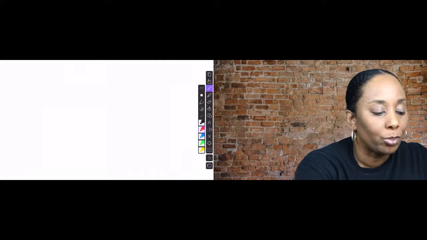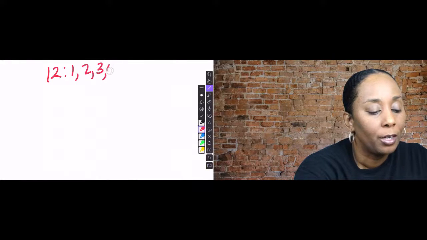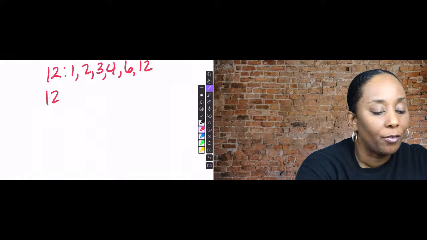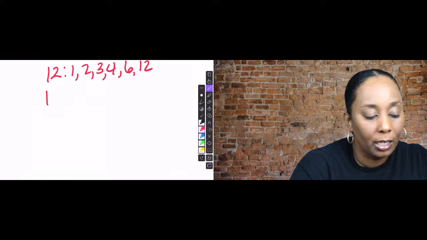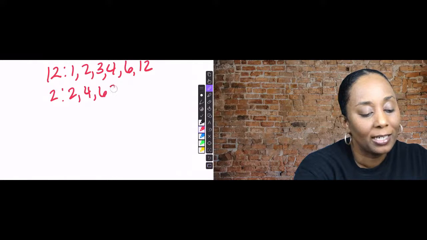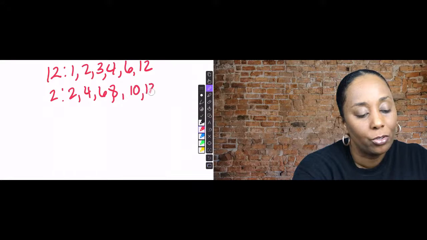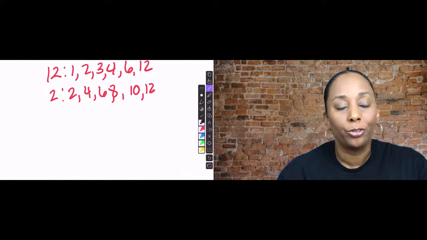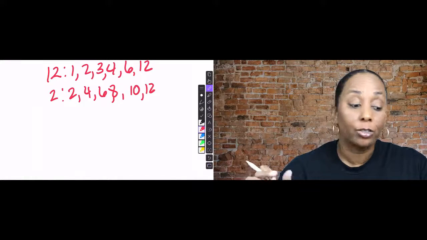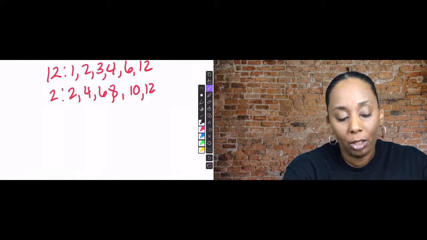would list them out. So say for instance, they would have 12, and they would just list them out. So 12 would be 1, 2, 3, 4, 6, and 12. And then they would have a list of multiples. They would have 2, 4, 6, 8, 10, 12. And the students would have to differentiate between what is a group of factors, and what is a group of multiples.